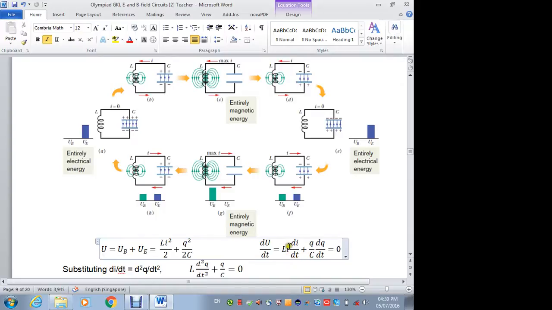Now, differentiate with respect to time. L is a constant, take it out of differentiation. Then you differentiate I, but it is an I squared term, right? So if you differentiate, you should get 2I dI/dt, right? 2I dI/dt.